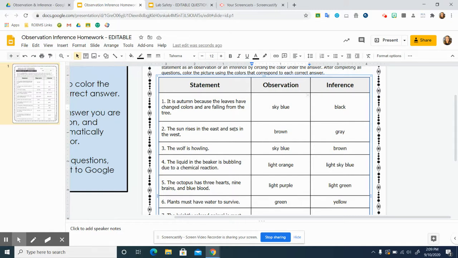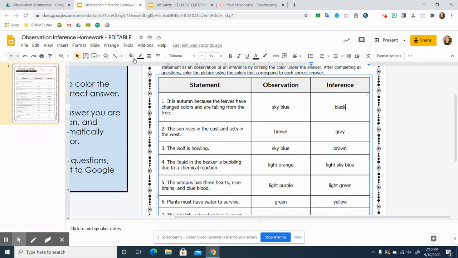So the first sentence says, number 1, it is autumn because the leaves have changed colors and are falling from the tree. There are 2 observations listed in this sentence. So the leaves have changed colors and are falling from the tree. Those are observations because you can actually see that happening. But what is it implying? It is inferring that it is autumn based on that statement. Because it has an implication in the sentence, something that is implying, it means that this sentence is an inference.